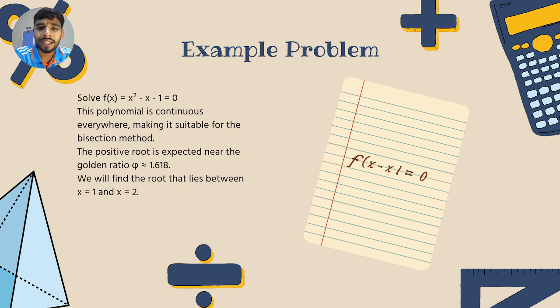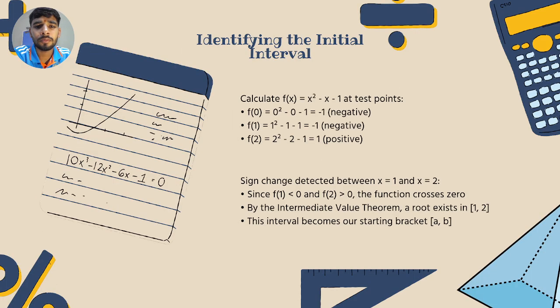Now we will solve an example to understand this topic. The example we take is to solve f of x equals x squared minus x minus 1 equals 0. This polynomial is continuous everywhere, making it suitable for the bisection method. The positive root is expected near the golden ratio, that is 1.618. We will find the root that lies between x equals 1 and x equals 2.